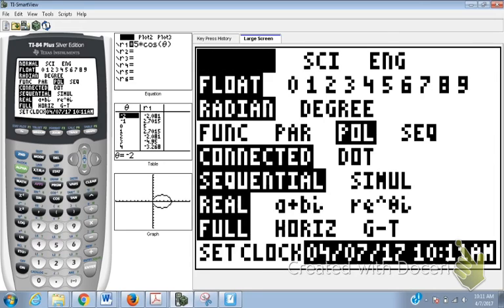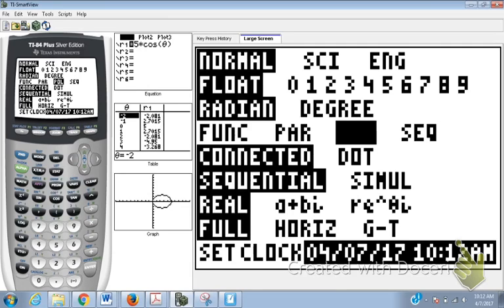The first thing you're going to do is hit your mode button, which is right here, and then scroll down. You're going to notice it says function, pair, which stands for parametric, pol stands for polar, and this is a sequential graph. Yours should probably have function highlighted, and you're going to move over 3, you'll have polar flashing, and you're going to hit enter.